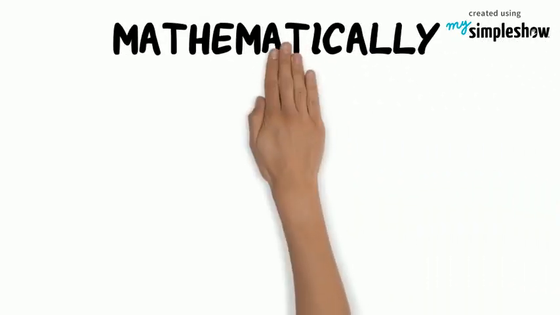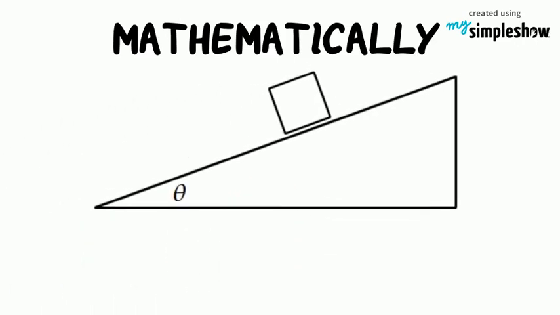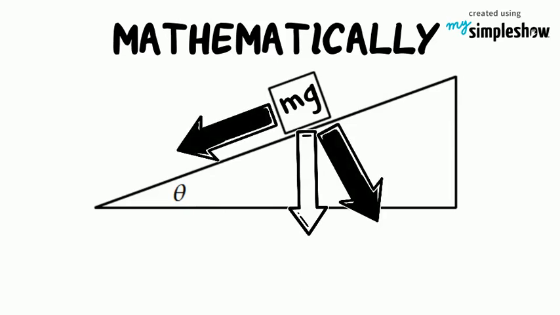Now it's time to visualize mathematically. When a box is placed on the surface of an inclined plane, its weight acts vertically downward, which makes an angle with respect to the positive y-axis. This resolves the weight of the box into its rectangular components, that is, the horizontal component Wx and the vertical component Wy.